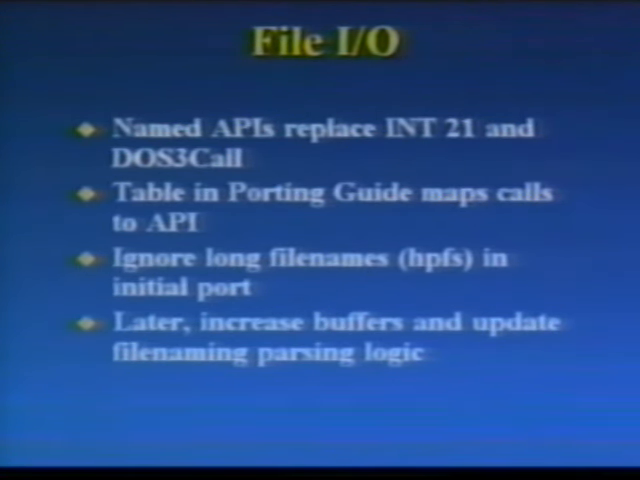In your initial port, you probably just want to ignore long file names. There is probably a fair amount of embedded logic that assumes an 8.3 file name in one way or another, either in the size of the buffers that you create or in how you parse and look for extensions. So you might want to just ignore the long file name issues in the initial port and then go back and rework those.